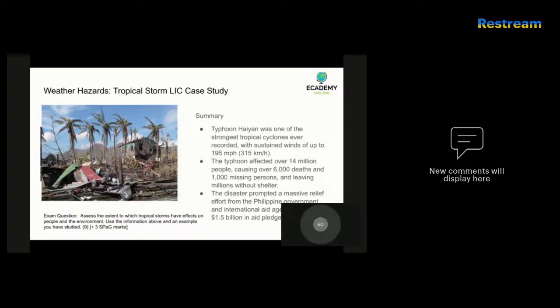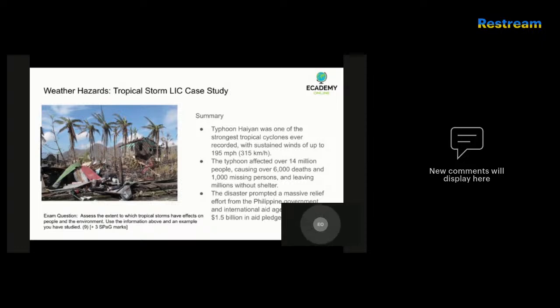So this case study highlights the vulnerability of coastal areas to natural disasters, especially in developing countries with limited resources to cope with the scale of these events. It also emphasizes the importance of disaster preparedness and response, as well as the need for ongoing efforts to address the potential impact of climate change on tropical cyclones.